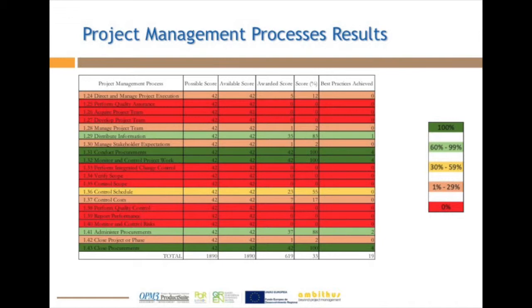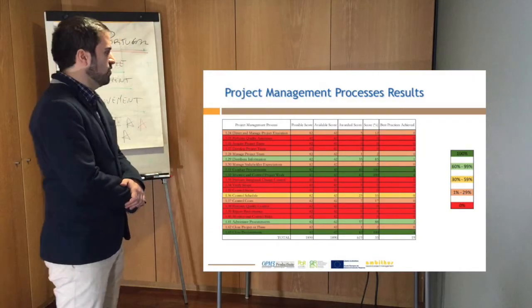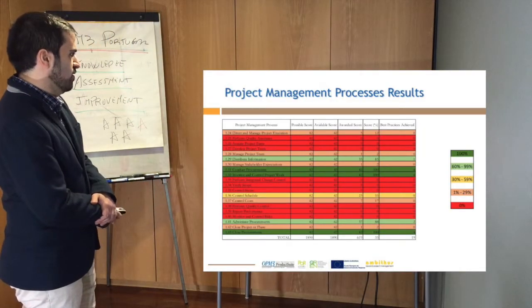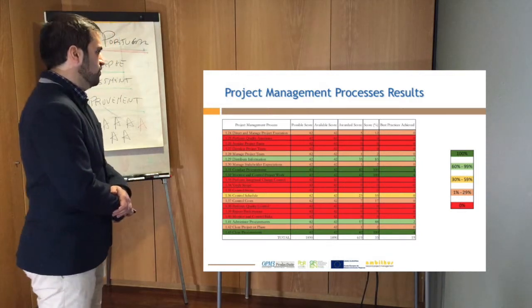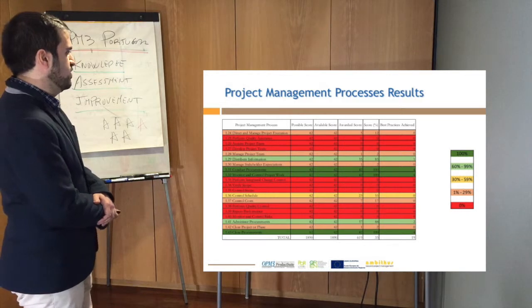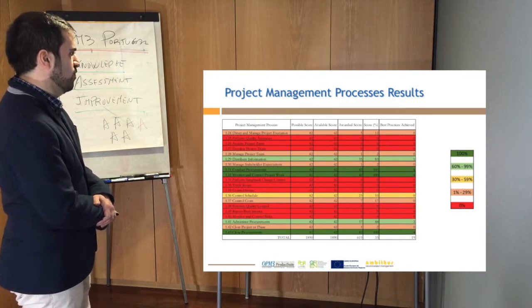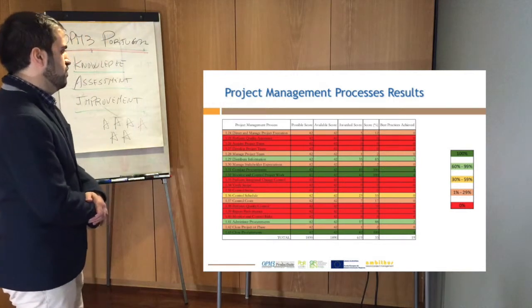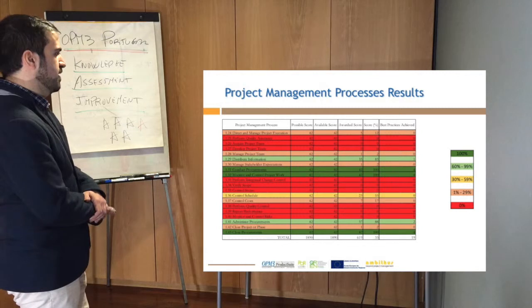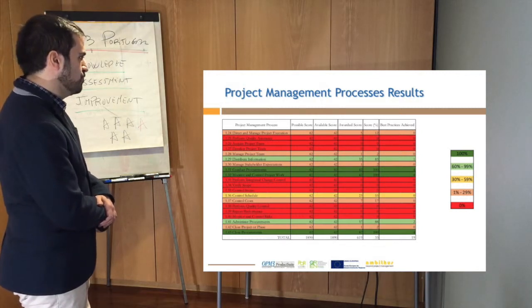Moving on to the execution, monitoring, control phase, we have the direct and manage project execution achieving only 12%. Remembering that this process is very important to be implemented in organizations, it achieved substantially low results. 0% we have on quality assurance, as well as the development of the project team. Only 2%, so almost zero, also on the manage the team.